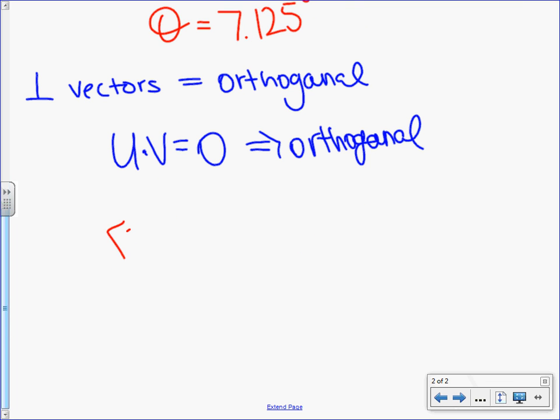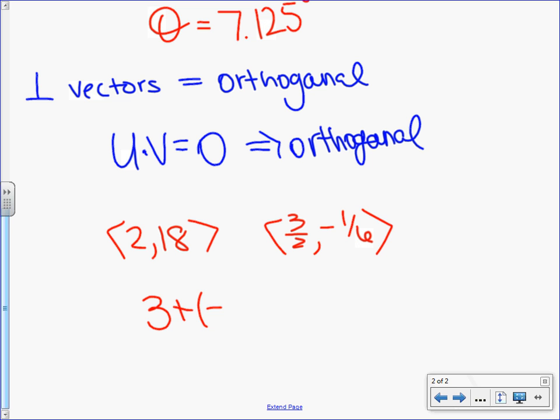So please tell me what's true about the vectors 2, 1, 8 and 3/2, negative 1/6. They're orthogonal. Are you sure? What's 2 times 3/2? 3, and then the other one is negative 3. And when you add them together, it works out nice. So we have orthogonal vectors.